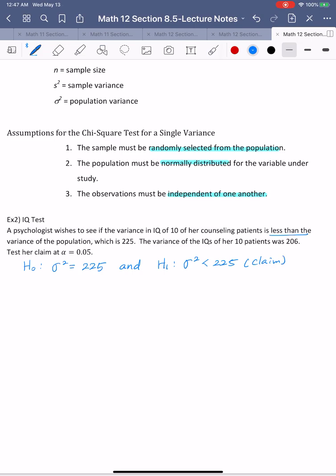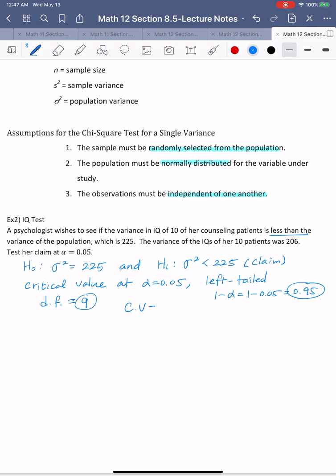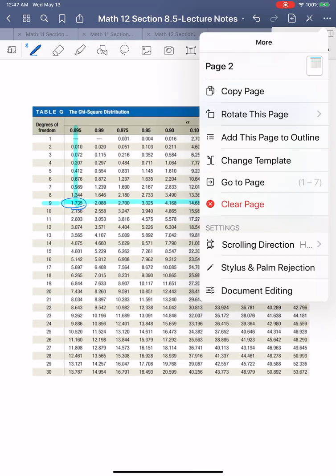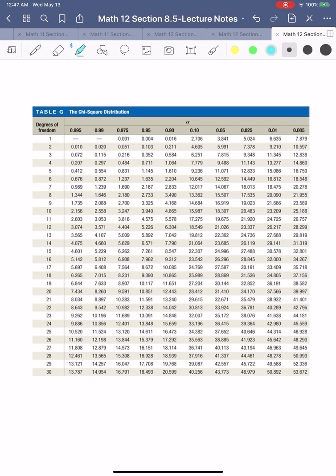All right, the critical value at alpha equal to 0.05. This is a left-tail test, so I need to find 1 minus alpha, which is 1 minus 0.05, which is 0.95. I'm using this with 9 degrees of freedom because of the 10 patients. With these two, I need to find the critical value. So use the table that we have here, degrees of freedom of 9, and then 0.95, which is right here.